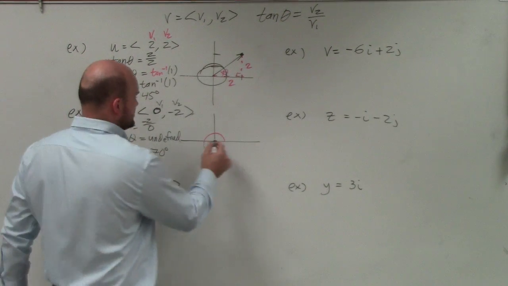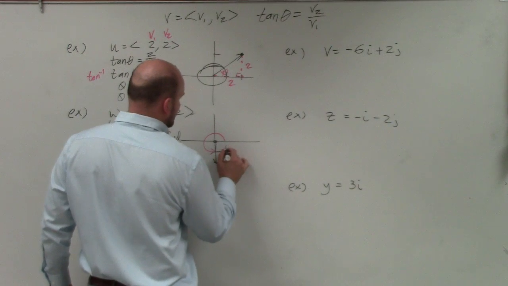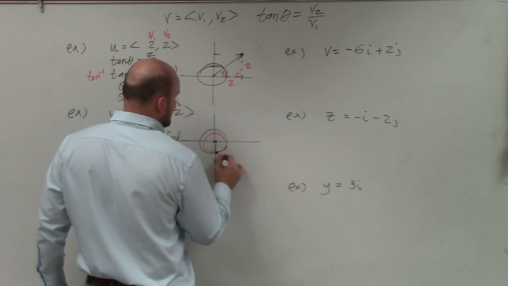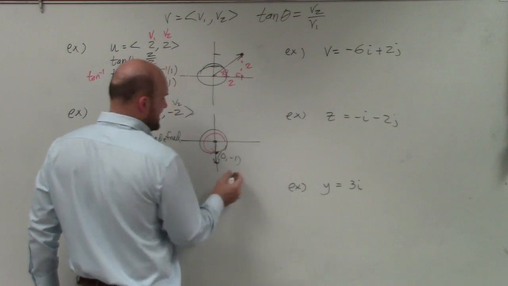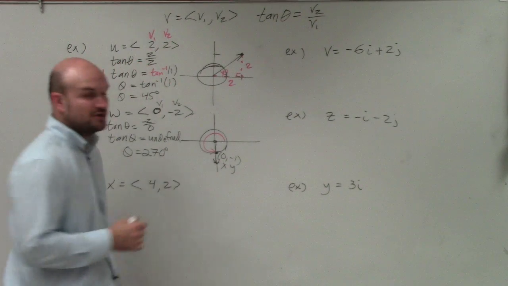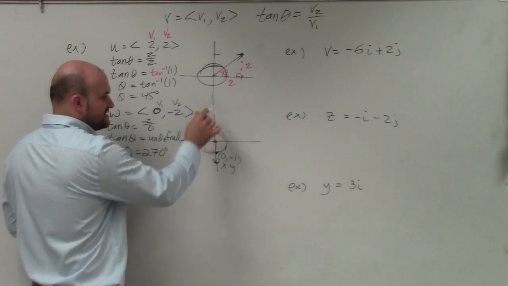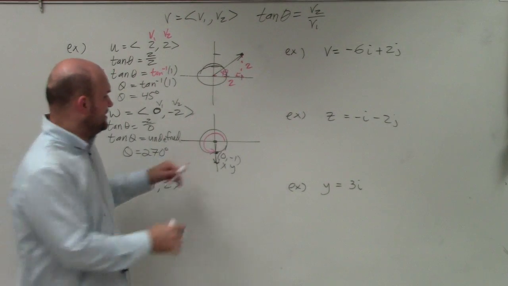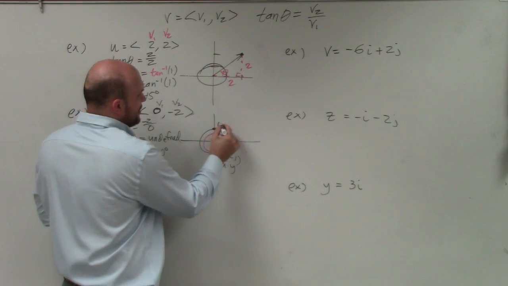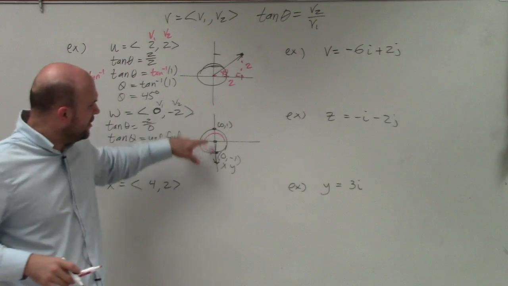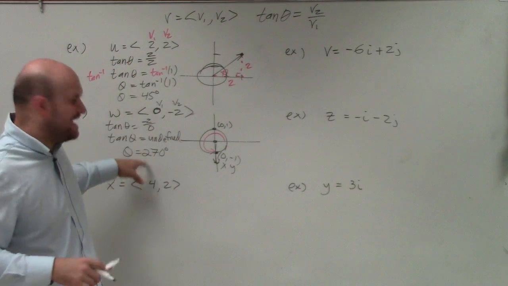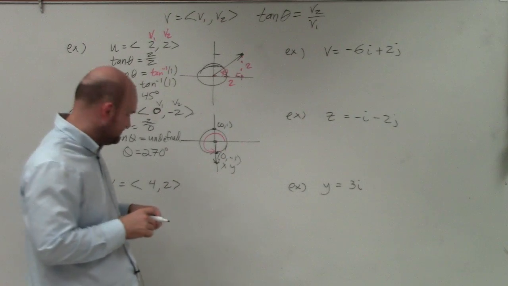We know that on the unit circle, right over here, this point is 0 comma negative 1, where tangent, which is the y coordinate over the x coordinate, is also undefined. So we see that tangent is undefined here as well as at 0, negative 1 and at 0, comma 1. But we know by graphing the vector that the angle has to be 270 degrees.